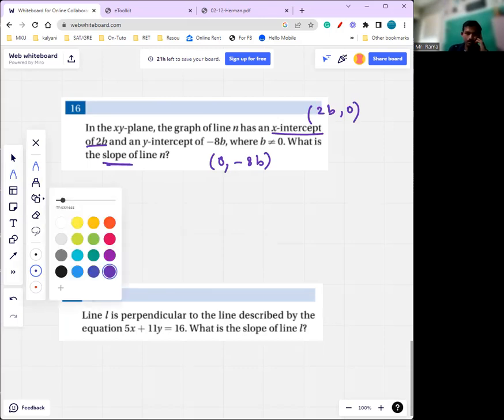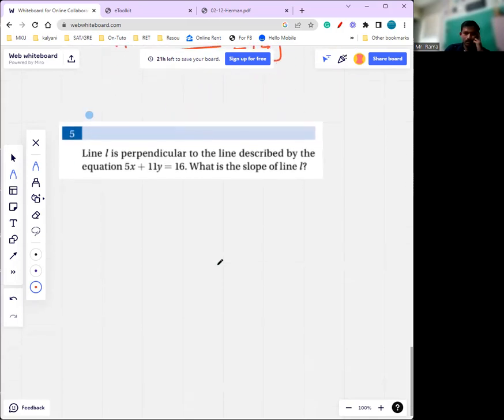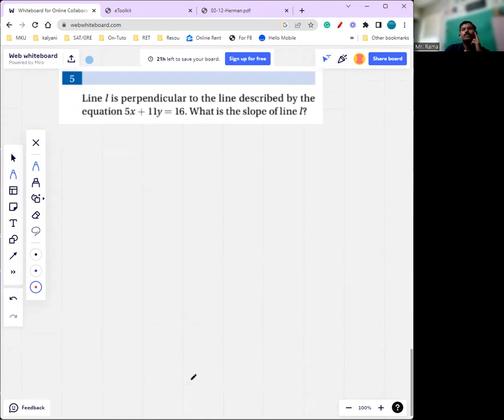What's the slope formula? Who can tell me? Unmute yourself and tell me. Rise over run. Excellent, rise over run. And also we can say vertical over horizontal. And since you have points, y2 minus y1 over x2 minus x1. Agree? Now, if I use the points, y2 minus y1, this minus this, which is negative 8b, x2 minus x1, so this minus this, that's negative 2b, cross out, 4. Okay? So faster. Next question.